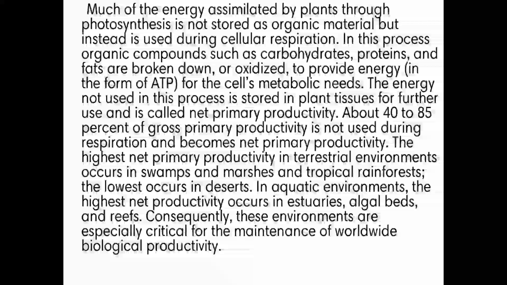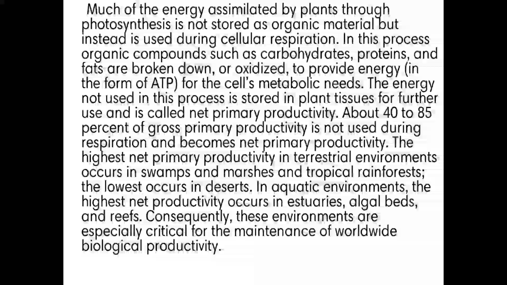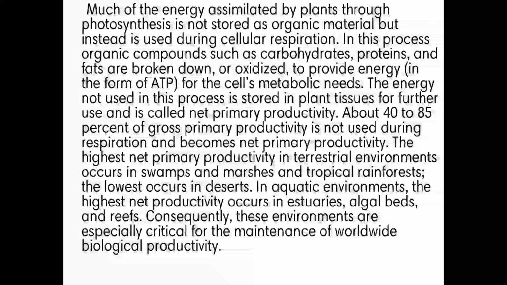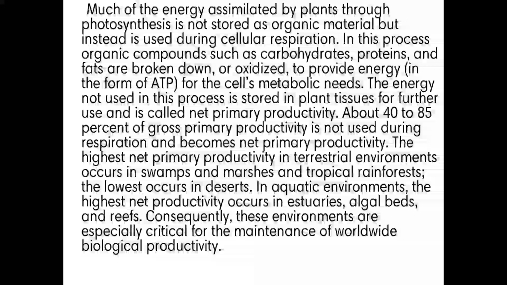Much of the energy assimilated by plants through photosynthesis is not stored as organic material, but instead is used during cellular respiration. In these processes, organic compounds such as carbohydrates, proteins, and fats are broken down or oxidized to provide energy in the form of ATP for the cell's metabolic needs. The energy not used in the process is stored in plant tissue for further use and is called net primary productivity. About 40 to 85% of gross primary productivity is not used during respiration and becomes net primary productivity.